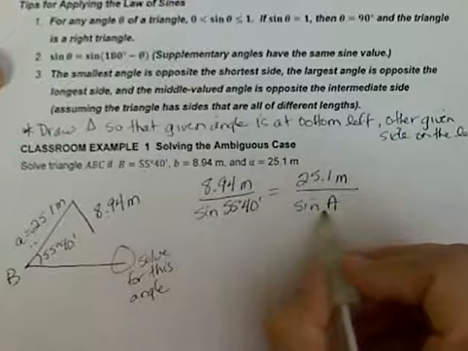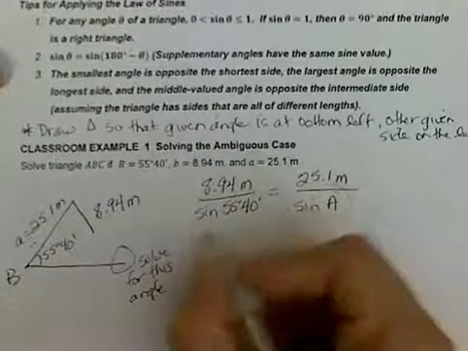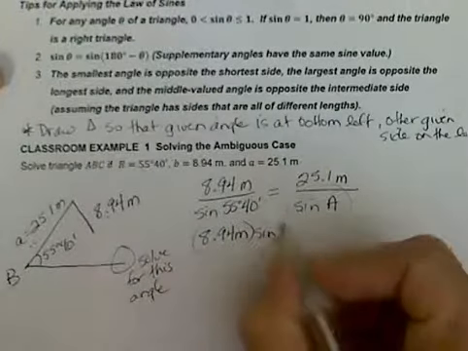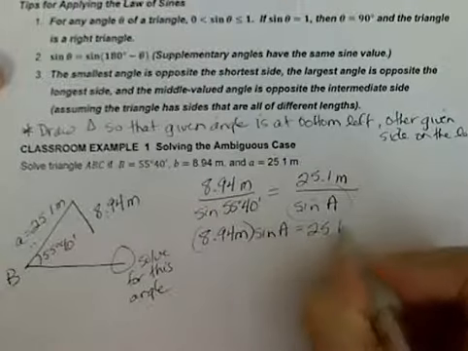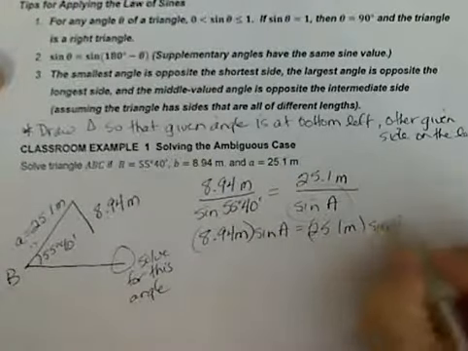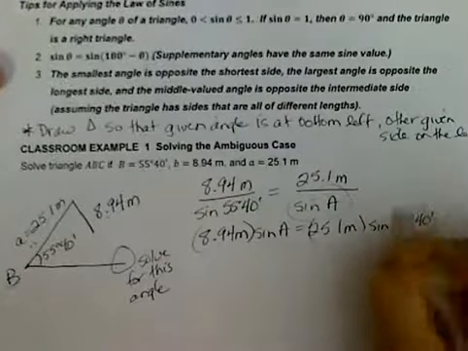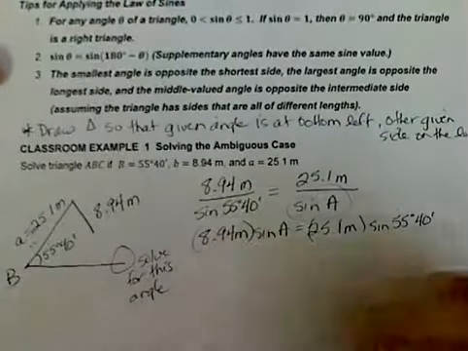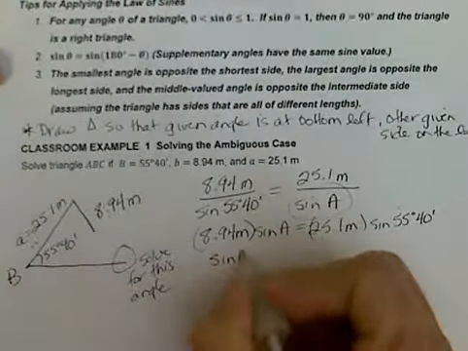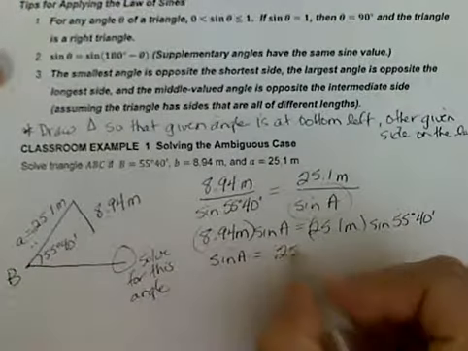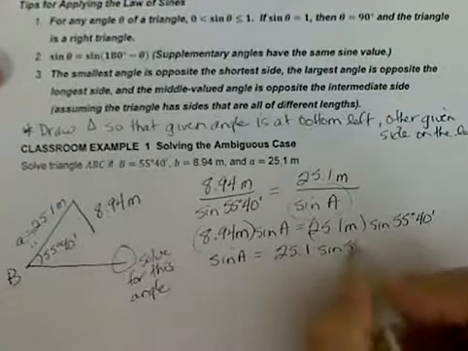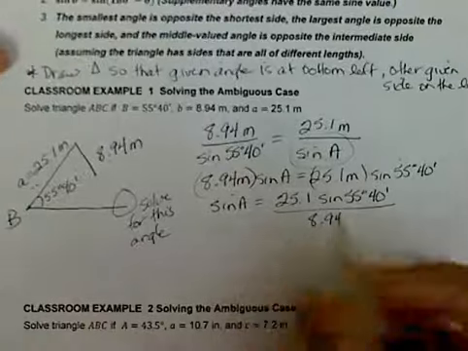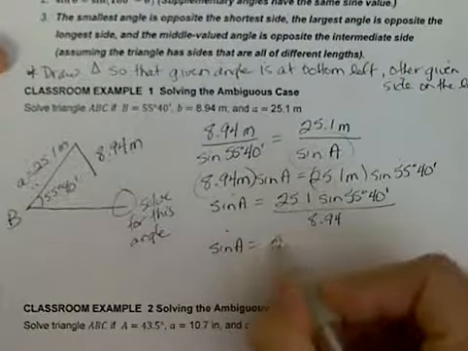First thing I would have to do with this equation is solve for the sine of A. To do that, I'm actually going to cross multiply this. Then I want to solve for the sine of A, so I'm going to divide both sides by the 8.94. Now when I divide this, I end up with the sine of A equals 2.3.